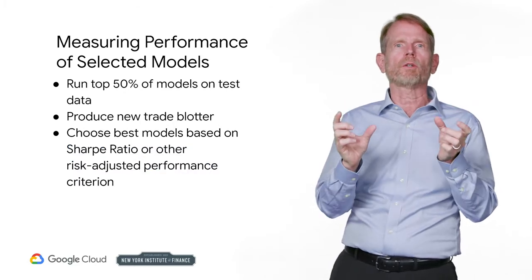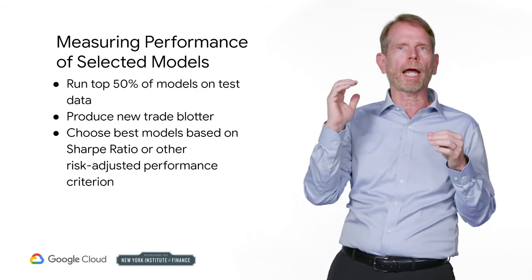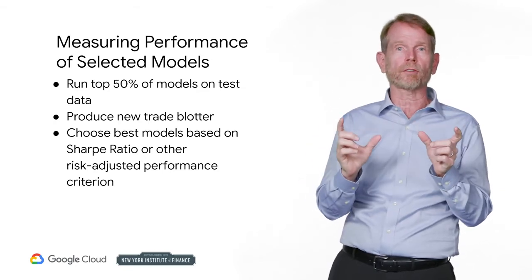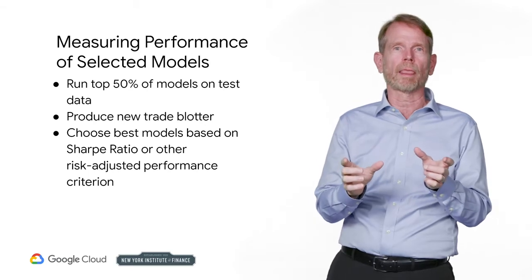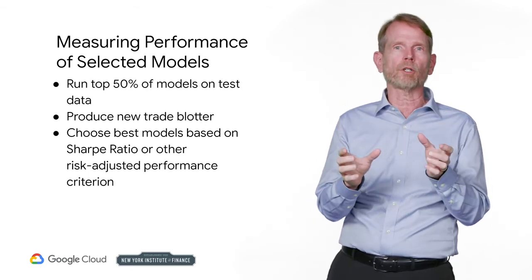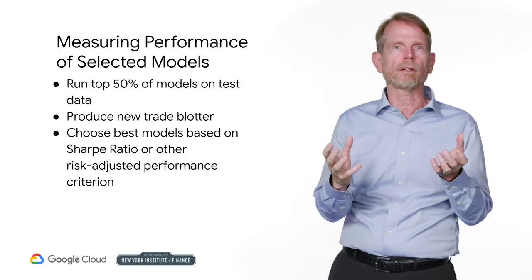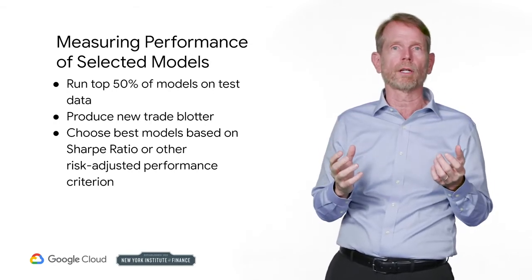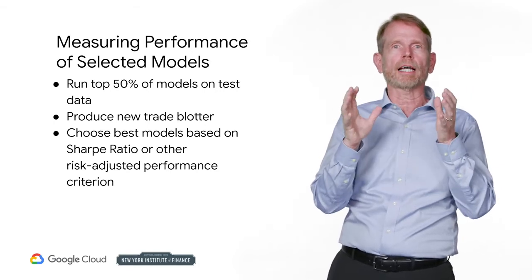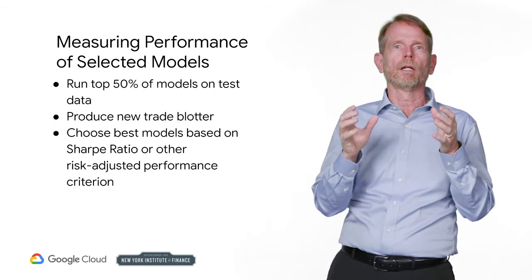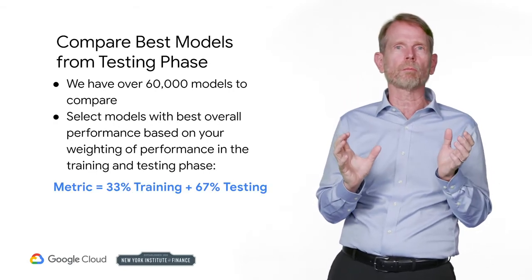Then you present what you think are optimal parameters. Note that you take the top half of models from the training set. You will see how these perform in the testing set. Using the testing data, you produce a second trade blotter. You can select the same criteria such as the Sharpe ratio. You repeat this for all of the models you chose to test after the training round. So you now have over 60,000 models to compare.